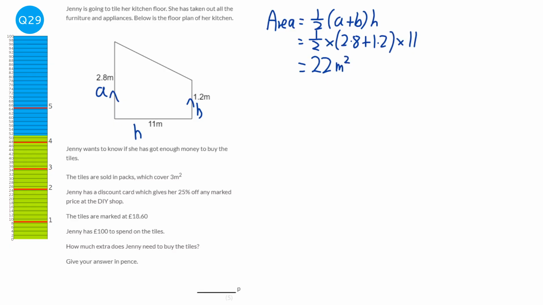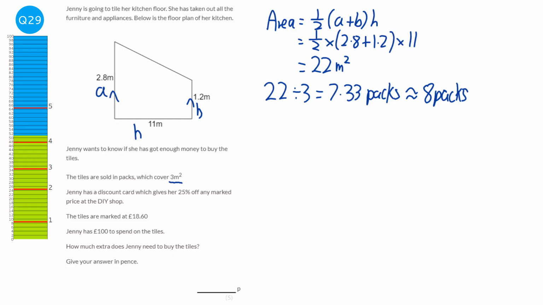And it says here that the tiles are sold in packs which cover 3 meters squared. So if each pack covers 3 meters squared, we're going to do 22 divided by 3, which will be 7.33 packs that we need. Now obviously you can't get 0.3 of a pack or 0.33 of a pack. So we're going to have to get 8 packs and just have some left over. So we'll need 8 packs in total.